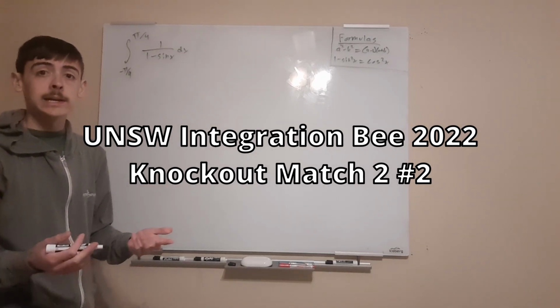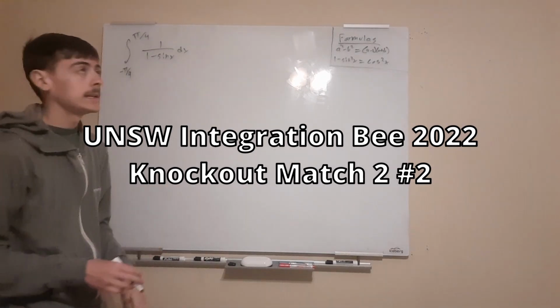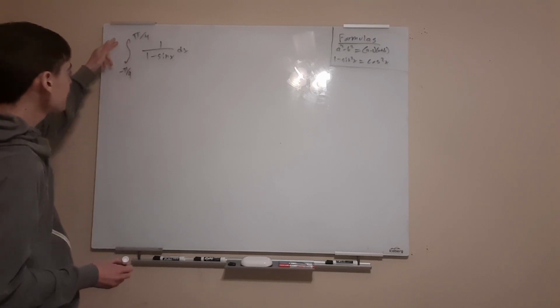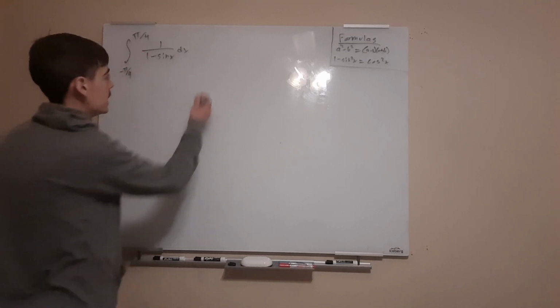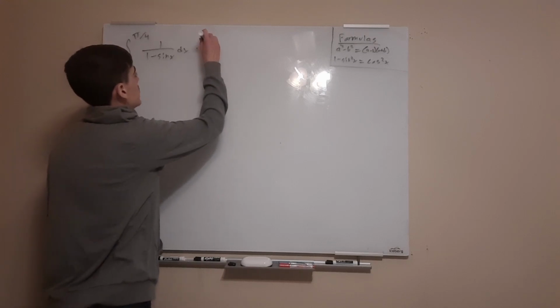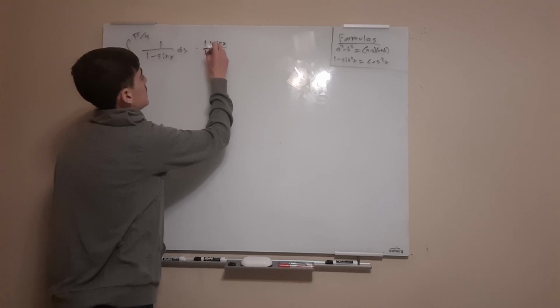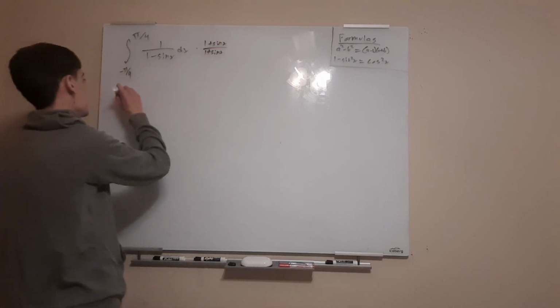Okay, today's integral is not actually so bad, so long as you remember your trig identities. So the integral is from negative pi over 4 to pi over 4 of 1 over 1 minus sine x. And the first thing we're going to want to do here is multiply by the conjugate. So that means, in this case, we're going to multiply by 1 plus sine x over 1 plus sine x.